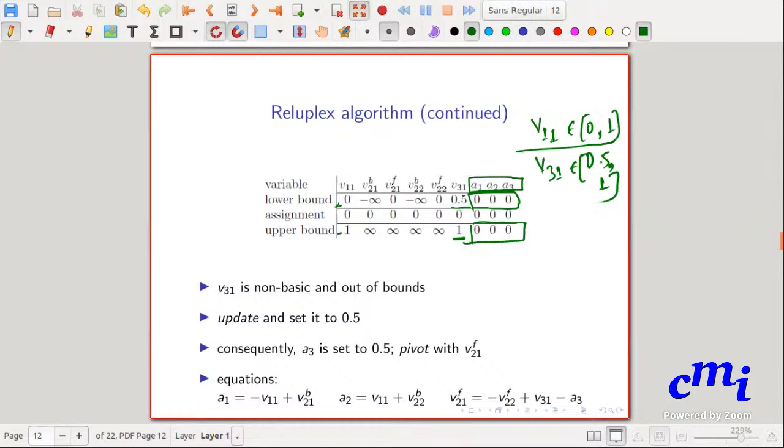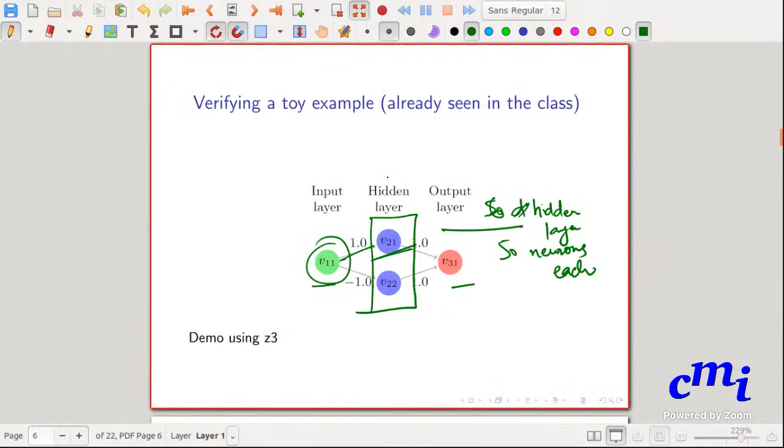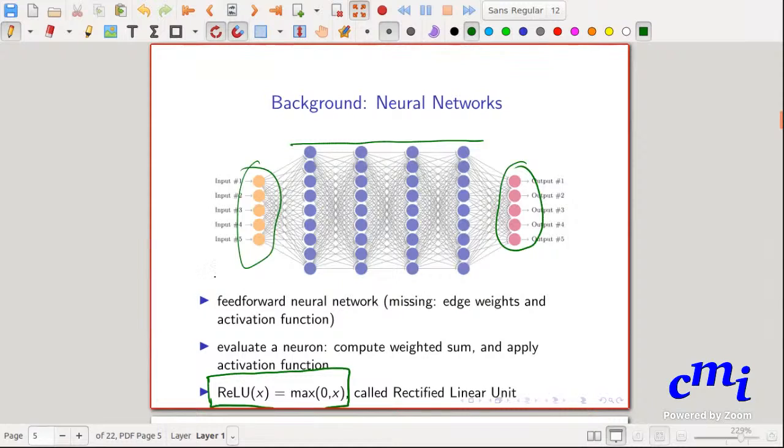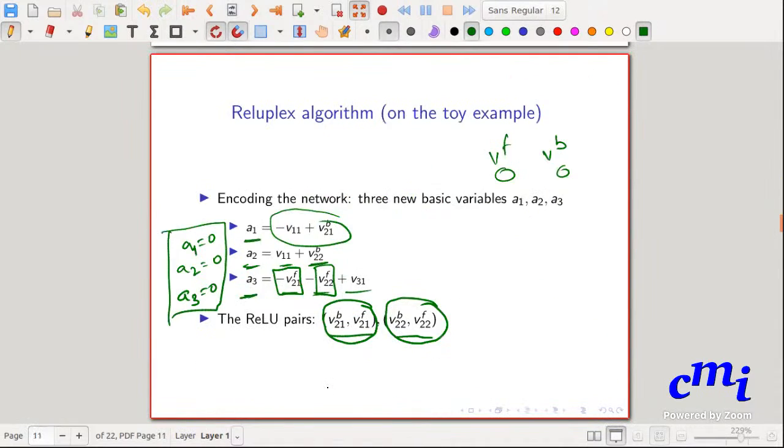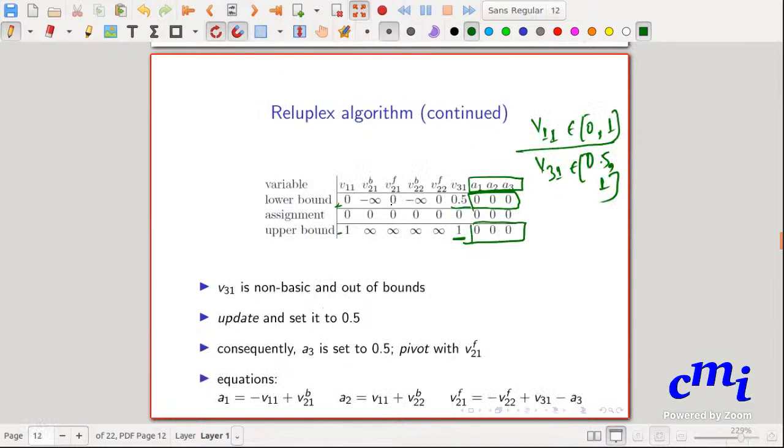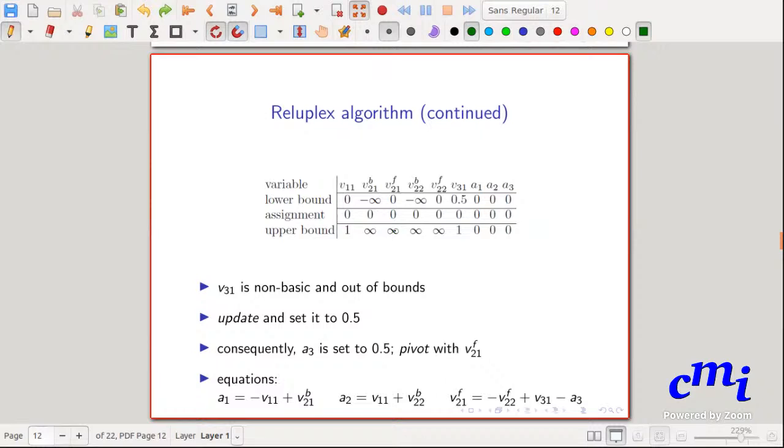The forward facing variables, remember that they cannot be negative. This is the ReLU activation function, right? So it has to be max of 0, x. The max of 0, x can only be bigger than or equal to 0. So therefore, the forward facing things have a lower bound of 0 and there's no upper bound. Similarly, V22F has a lower bound of 0 and there's no upper bound. For V22 backward, there is no lower and upper bound. So therefore, this lies between minus infinity and infinity. Okay. So this explains this table that we have.